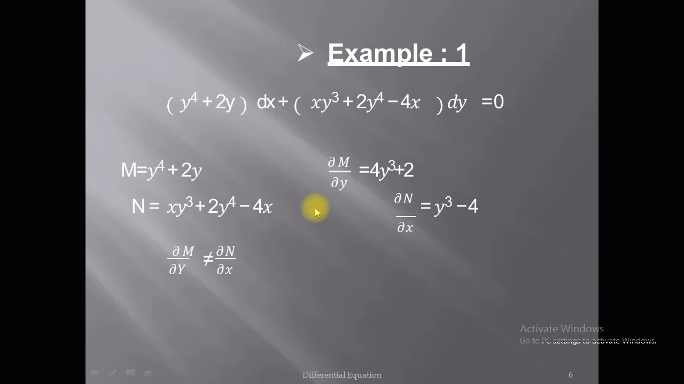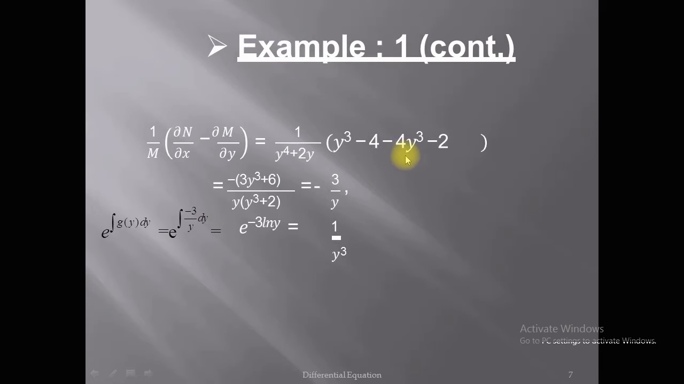The value of partial M by partial y is equal to 4y^3 + 2, so we get minus 4y^3 minus 2. Now after simplification, y^3 minus 4y^3 is equal to minus 3y^3, and minus 4 minus 2 is minus 6. Taking common minus, we get 3y^2 + 6, divided by, taking common y from the denominator, we get y^3 + 2. Now taking common 3 from this expression, y^3 + 2 and y^3 + 2 cancel, we get minus 3y by 4, and this is only a function of y.